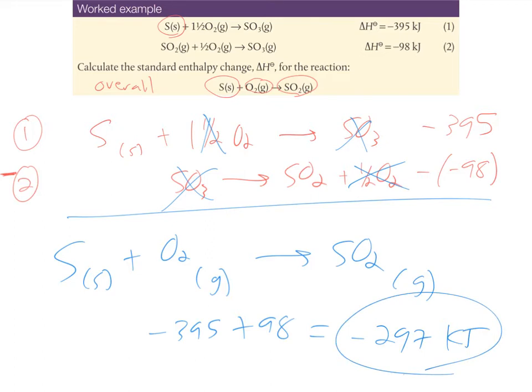So this is an application of Hess's law. I'm given some reactions that I know the delta H of reaction for, and I combine them in a method that will allow me to choose a different path to get an overall reaction, and I can calculate the delta H for this overall reaction.